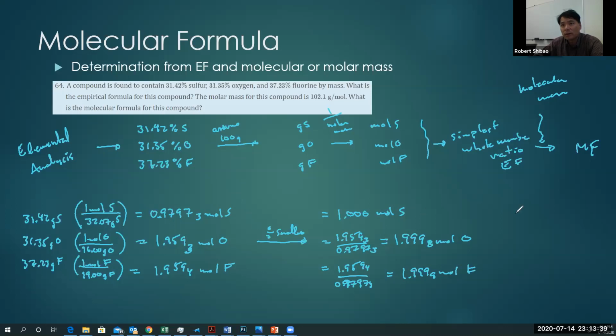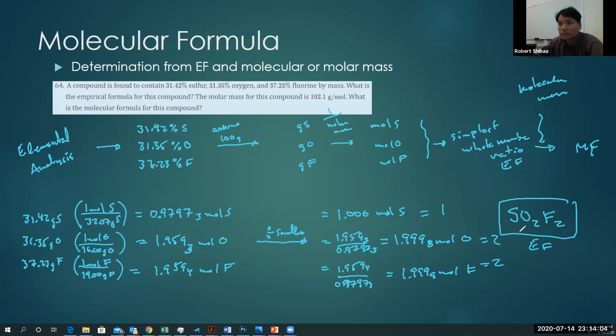And so I'll just round this. How should I write this? I'll just write it in the same order they gave us, SO. S1, O2. So this is going to be 1, and this is going to be 2. This is going to be 2. SO2F2. This is the empirical formula.